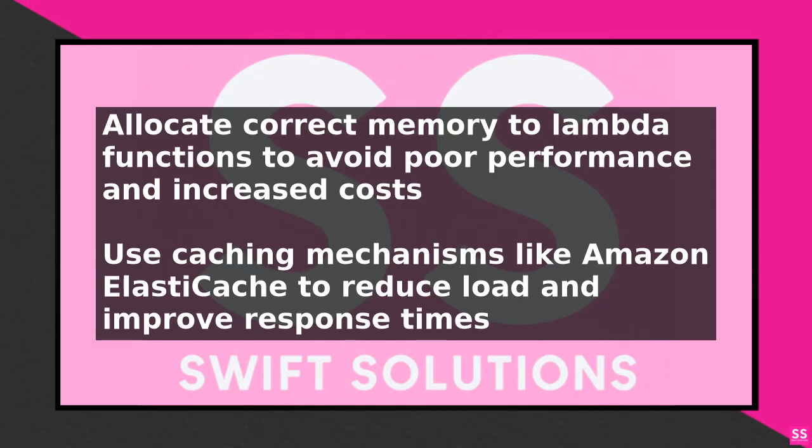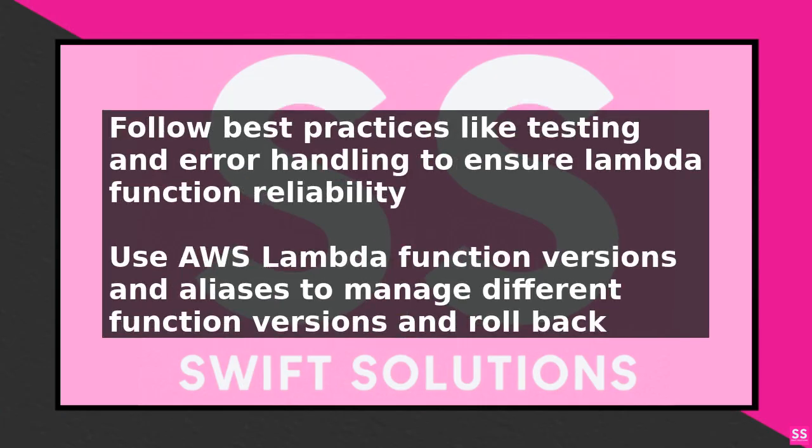Finally, consider using AWS Lambda function versions and aliases to manage different versions of your functions and to roll back to previous versions in case of errors. By following these steps and best practices, you can optimize your AWS Amplify Lambda functions and improve the overall performance and scalability of your application.